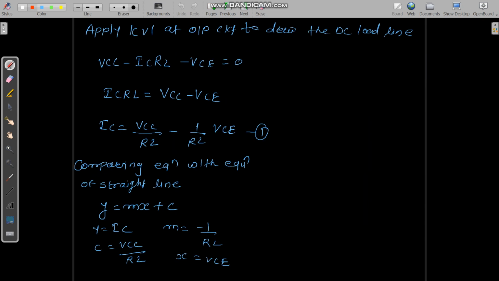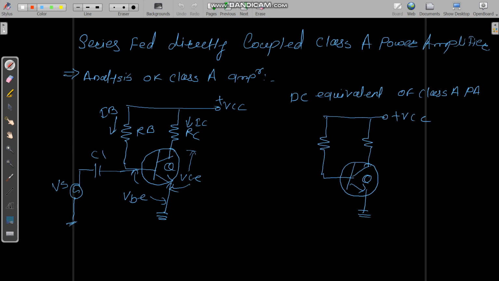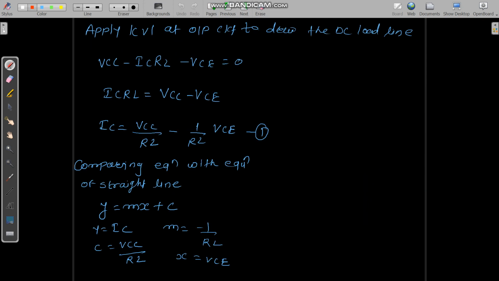Now, to do the analysis, that means to find out the different parameters of your class A power amplifier, let us apply the KVL at the output side of this power amplifier. If I apply Kirchhoff's voltage law at the output side, what we are going to get is VCC minus ICRC minus VCE equals 0, right? Same thing I have written here, VCC minus ICRL minus VCE equals 0.